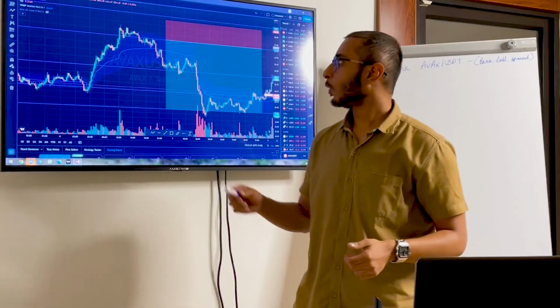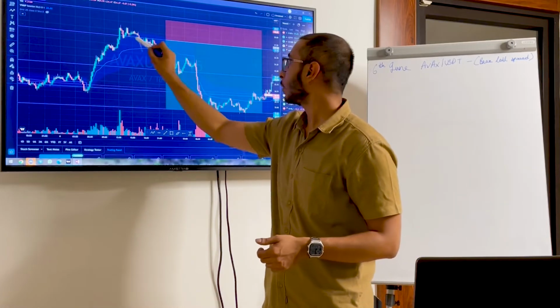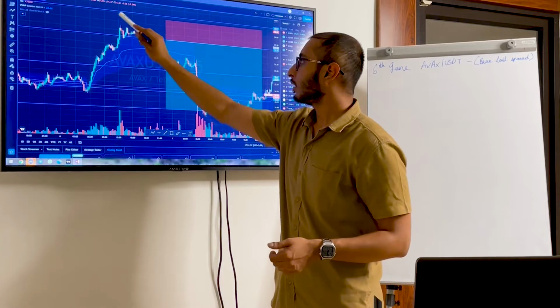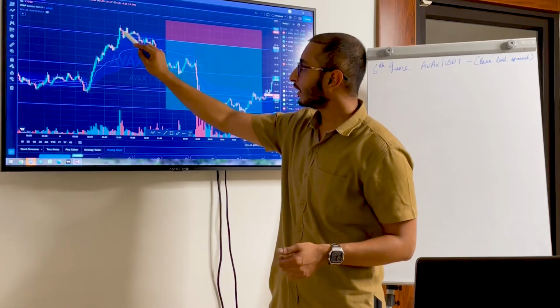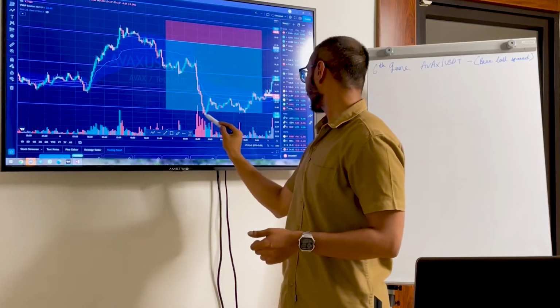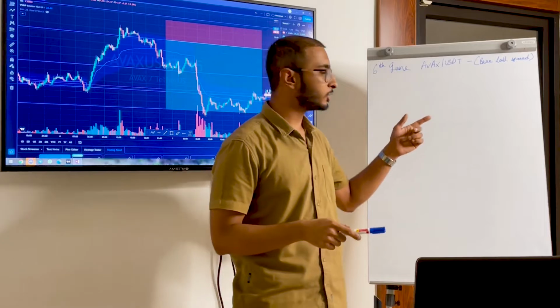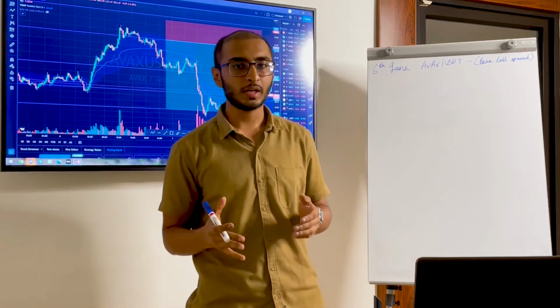Now that we've seen how an M top breakout or a double top breakout happens at the neckline over here at 27, this is the AVAX tether chart, and the exact same situation happened over here as well. It broke down and came down to 23. So let's see what a bear call spread is and how the strategy actually works out.